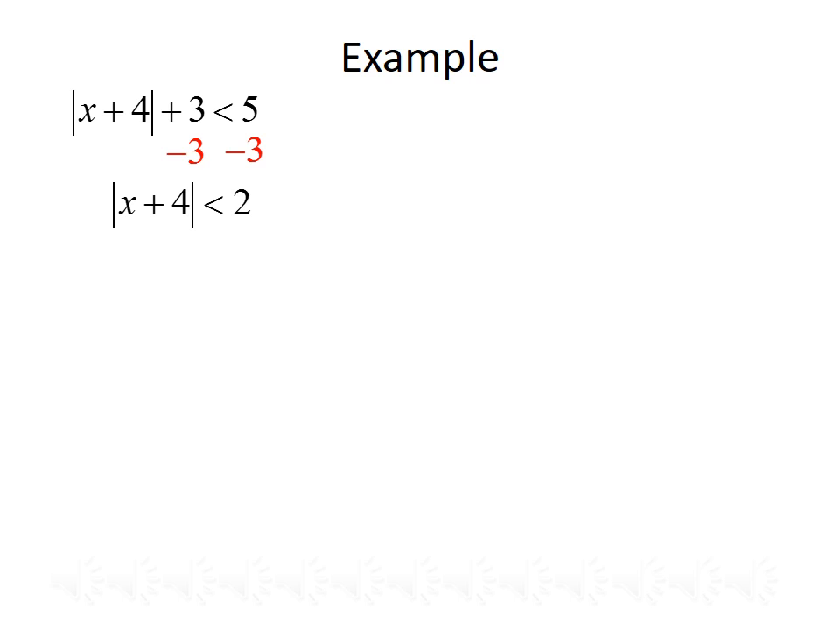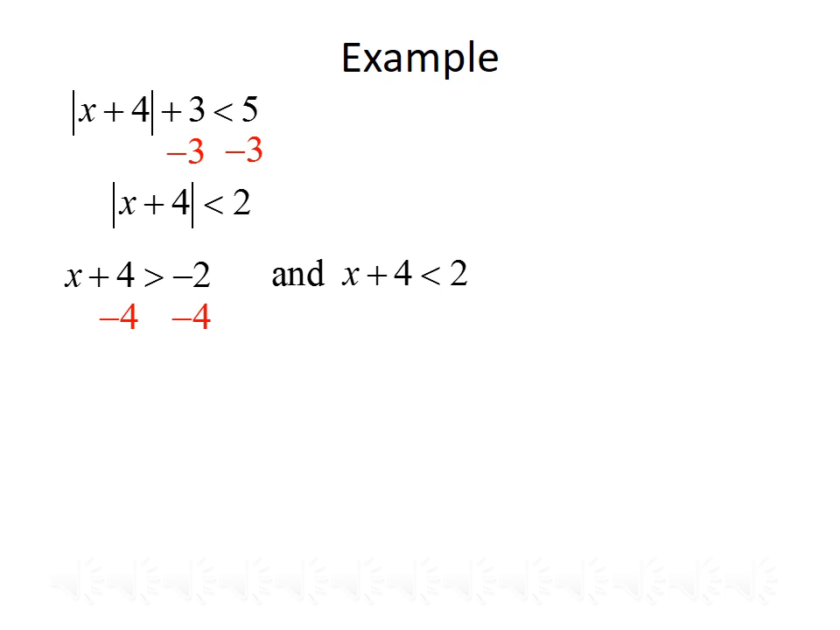So to solve this and remove the absolute value bars, we need to split this into two problems. So we have x plus 4 is greater than negative 2. Notice that when we use the negative value, we switch the inequality from less than to greater than, and x plus 4 is less than 2.